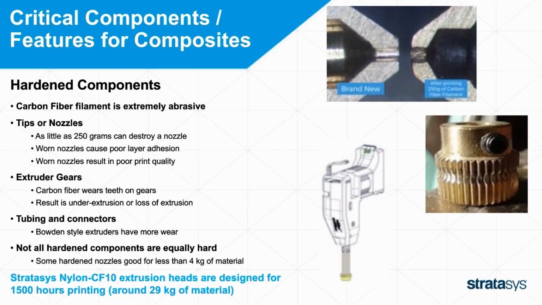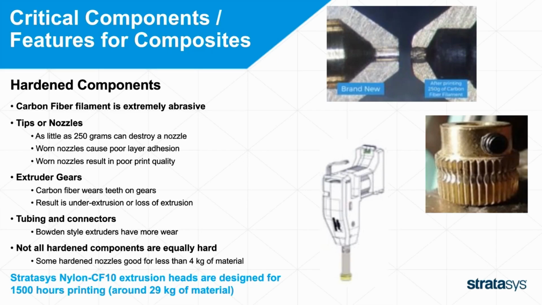And then lastly, okay, you say, yeah, I bought a printer and I bought hardened components. Not all hardened components are equally hard. And so some that are labeled hard are maybe, yes, a little bit harder than the brass, but not very hard at all. And so some hard nozzles are good for less than 4 kilograms of material, which isn't a lot, typically around 4 spools.